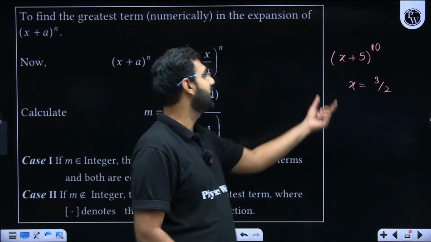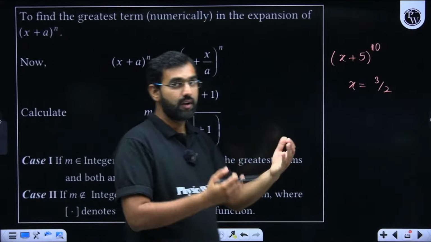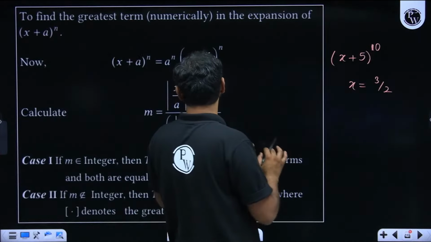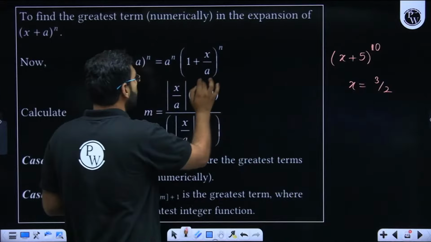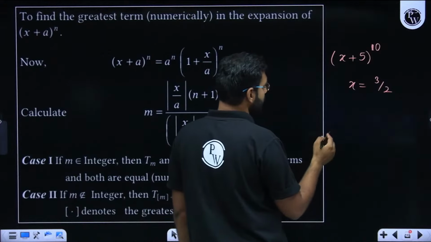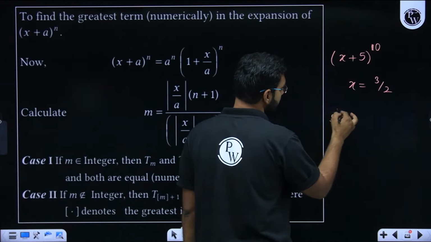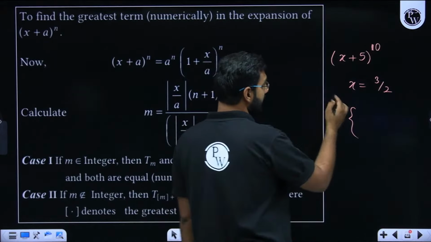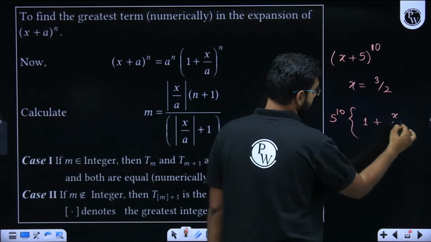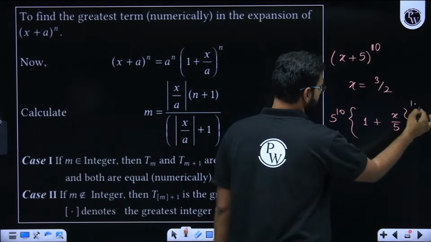So first of all, we cannot find the numerically greatest term here, but what we can do is take this 5 common first, because we can find the numerically greatest term in (1 + x/a)^n. So there, I take this 5 common first. So when I take this 5 common, I will be having 5 to the power 10, and then (1 + x/5) to the power 10.